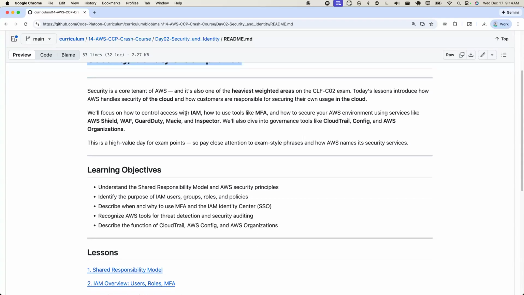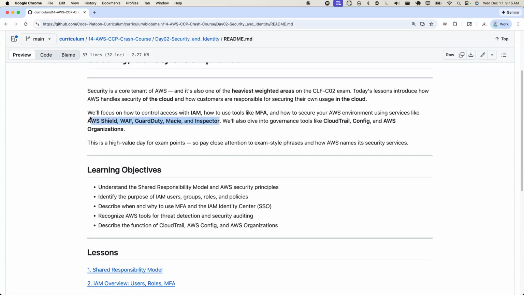We'll see how to control access with identity management. We'll talk about multi-factor authentication. And then there is frankly just a smorgasbord of different names of different AWS services that are easy to confuse. And this is where the flashcards come in handy because I have used AWS for real work and Code Platoon uses it in our AI Cloud Ops course, but I've never used AWS Shield, WAF, Guard Duty, Macie, or Inspector.